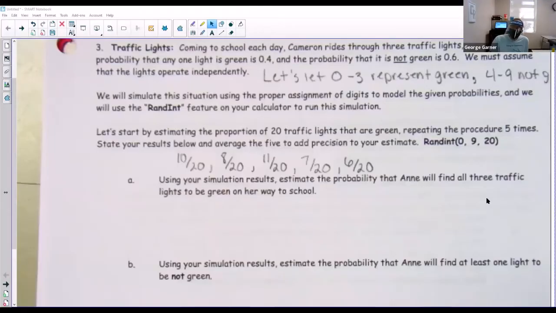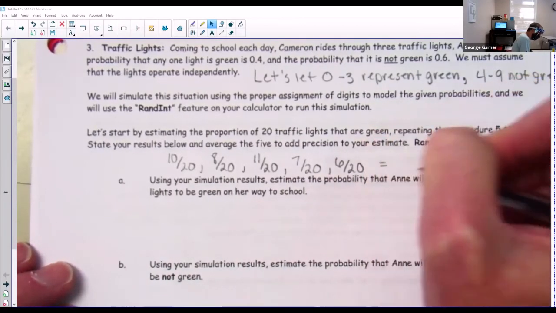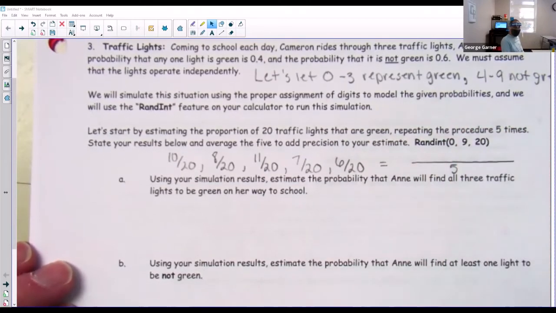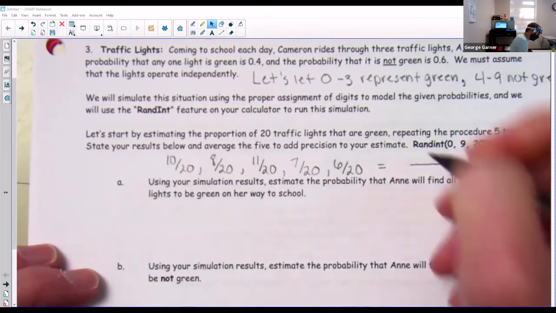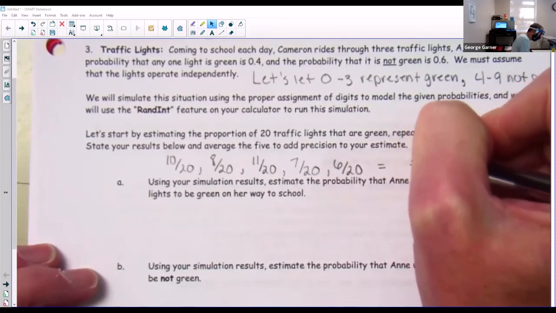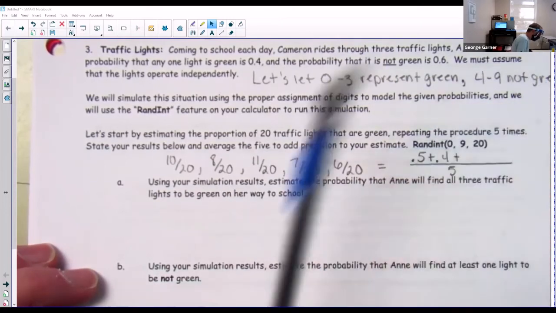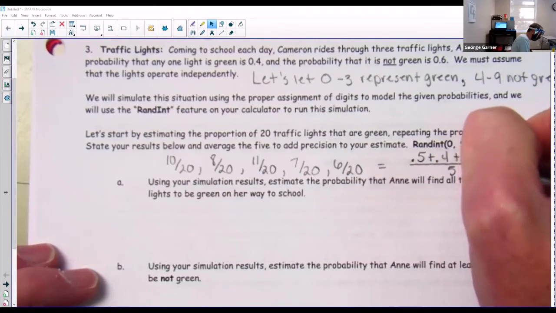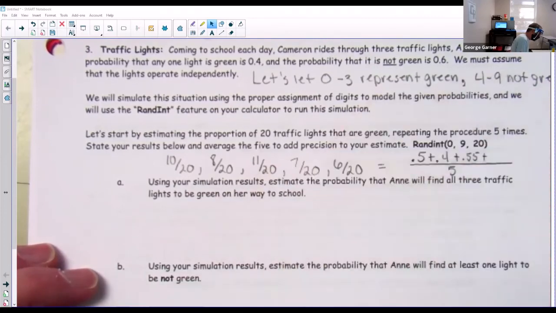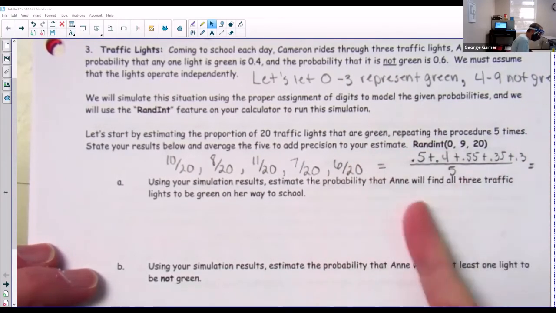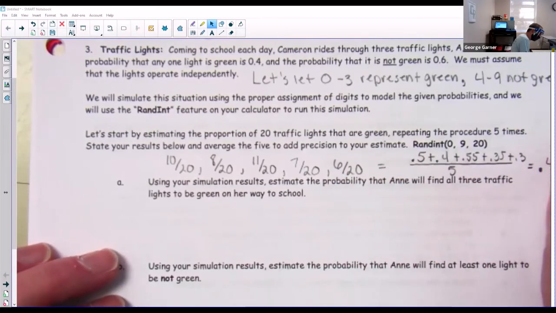Okay, so those were my results, remember? I wrote them down. So what I'm going to do here is average those up. And this is 5 results, and I'm just going to go to a decimal. So 10 out of 20 is 0.5. 8 out of 20 is 0.4. 11 out of 20 is 0.55. 7 out of 20 is 0.35. And 6 out of 20 is 0.3. Okay, if you add them all up and divide by 5, you get 0.42.